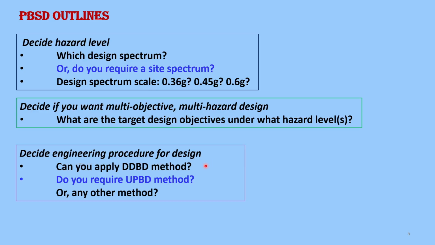decide some engineering procedure for design. So these are established design procedures available in the literature. This should be a sound procedure which shall be able to satisfy the design objectives you have set. So there are certain methods available like direct displacement based design, DDBD. You have the unified performance based design, UPBD, and you may have more than these methods. So based on your need and based on the academic background, you can select some method of engineering design for the structure.